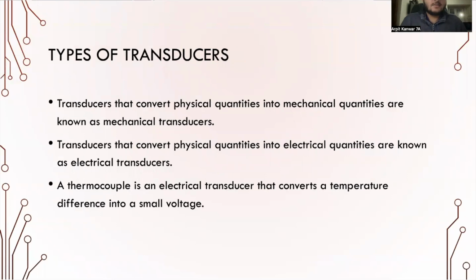Types of transducers are mechanical transducers and electrical transducers. Transducers that convert physical quantities into mechanical quantities are known as mechanical transducers. Transducers that convert physical quantities into electrical quantities are known as electrical transducers. A thermocouple is an electrical transducer that converts a temperature difference into a small voltage. In my project, I will be explaining the working of condenser microphones and dynamic microphones.